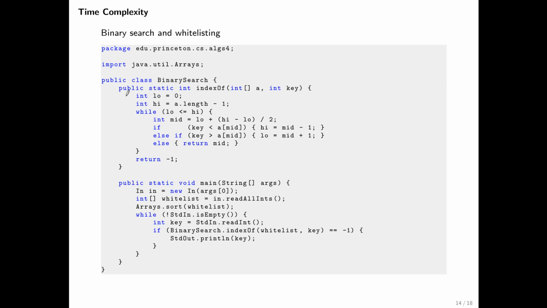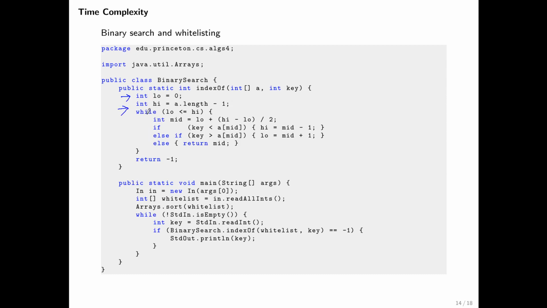So we start with the low pointer at the first element, and the high pointer at the last element. So that's a dot length minus 1. Okay, so 0 for low, a dot length minus 1 for high. And then as long as low is less than or equal to high, we continue doing binary search.